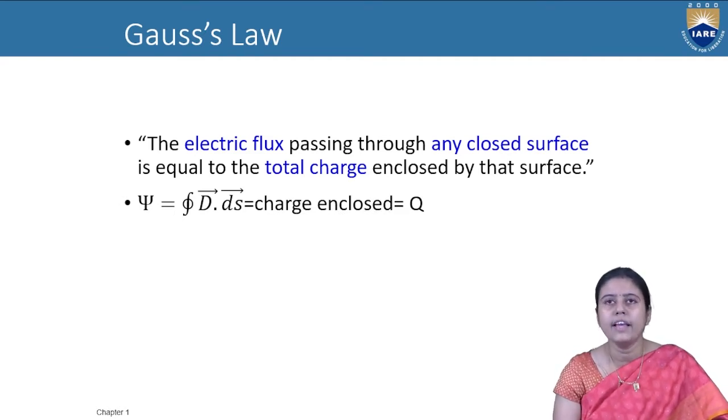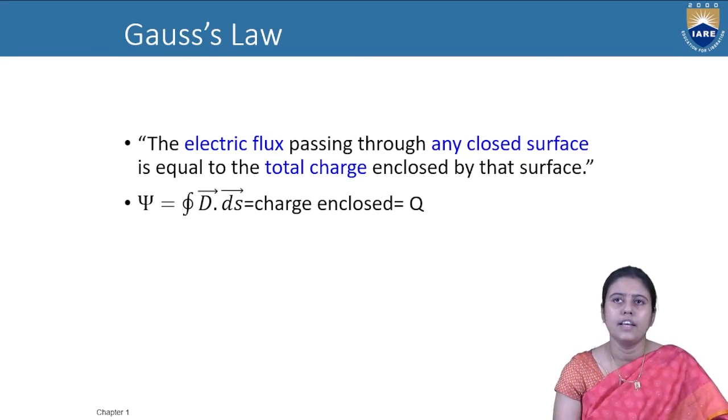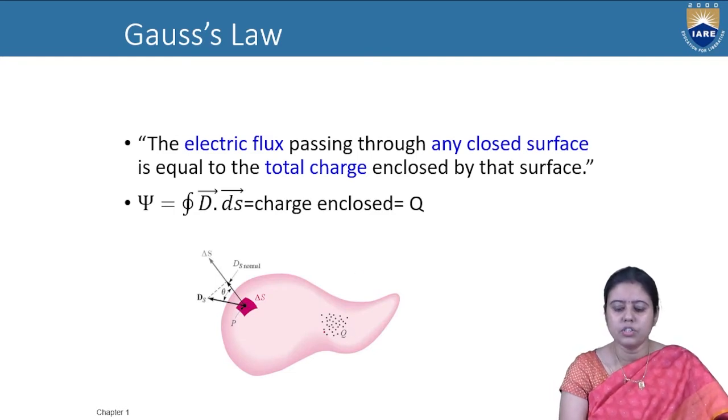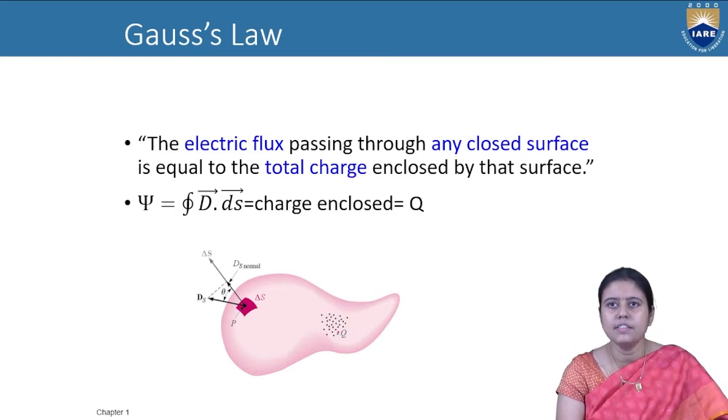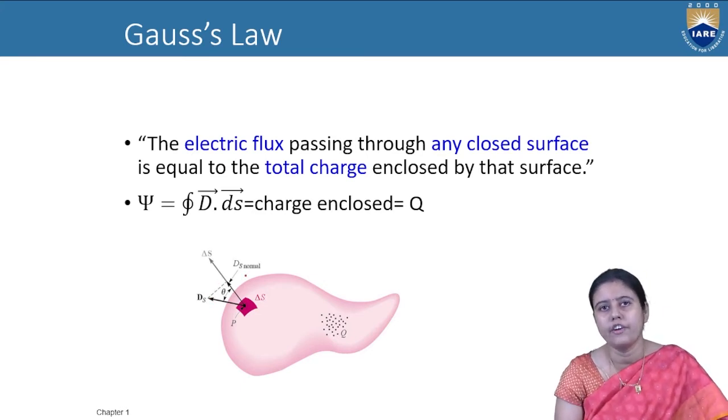So psi is equal to the closed integral of D dot dS, which equals Q. This symbol means a closed path. You can see these are the number of charges Q, so the number of lines of flux psi is equal to Q, and it depends on the flux density D and the surface area, the direction of the surface area.